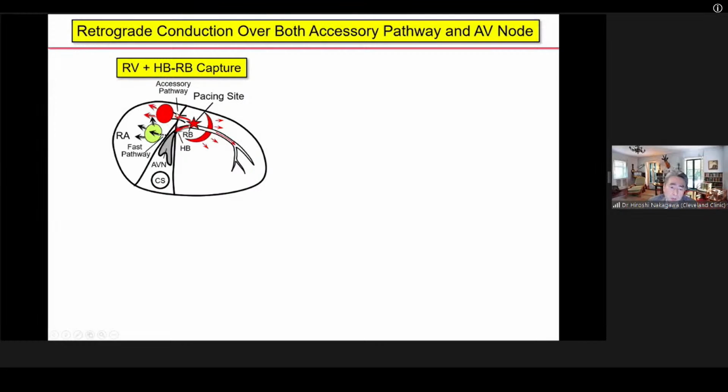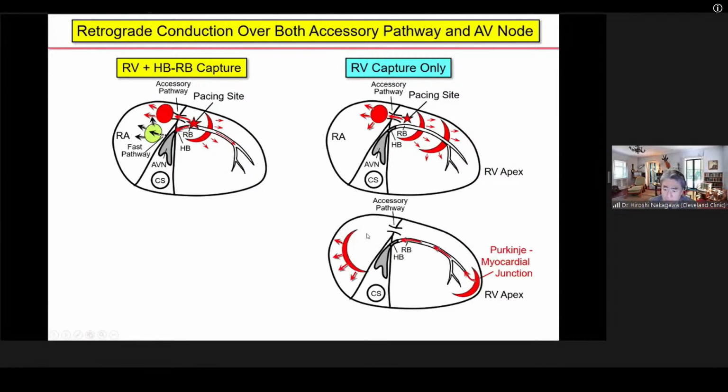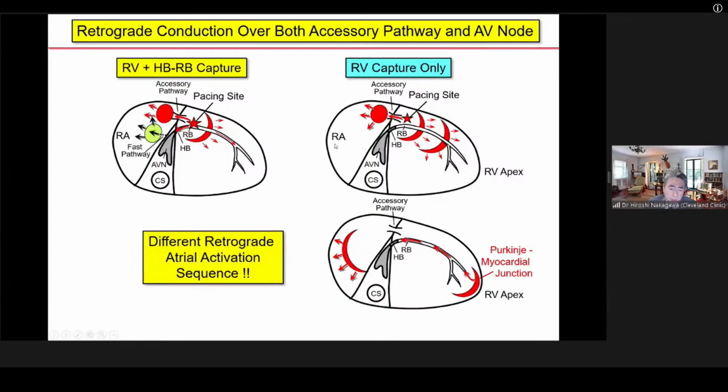If you have both an accessory pathway and the AV node, as shown here, when you are capturing RB and His, it goes through the accessory pathway and AV node. If you lose His capture, now it goes to the apex and comes back, but the atrium is already activated by the anteroseptal pathway. But if you capture both, you see a different atrial activation sequence compared to RB capture only. So importantly, you see a different retrograde atrial activation sequence, indicating you have both an accessory pathway and the AV node. It's a simple rule.